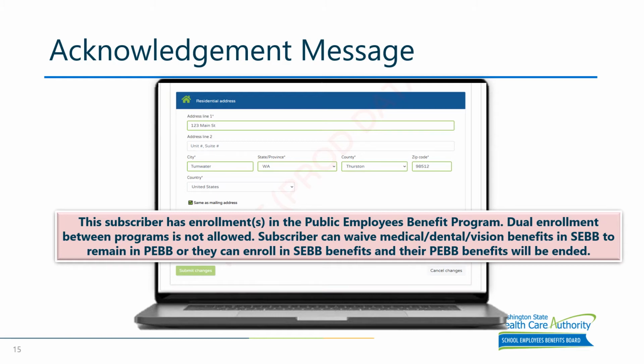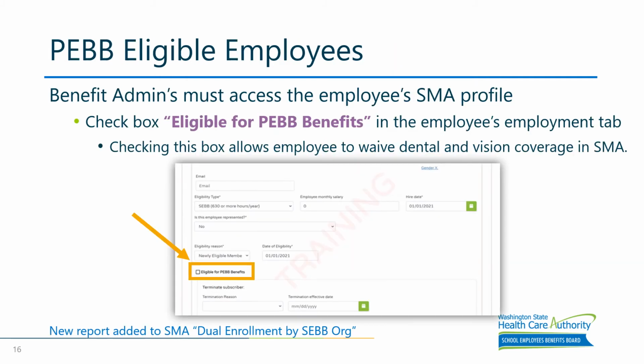This is letting you know as a benefit administrator that this new employee that you're entering into the system is enrolled in both SEBB and SEBB program, and they must choose one or the other. So if an employee is a SEBB eligible employee, the benefit administrator must access the employee's SEBB My Account profile.